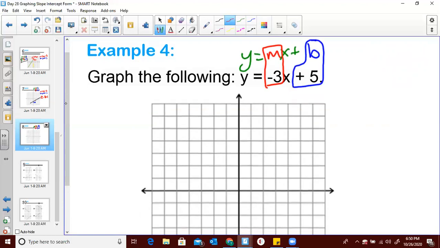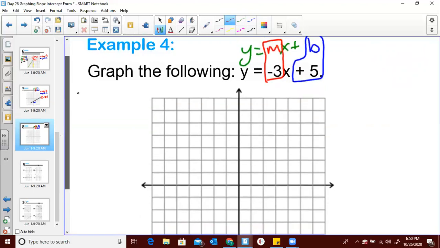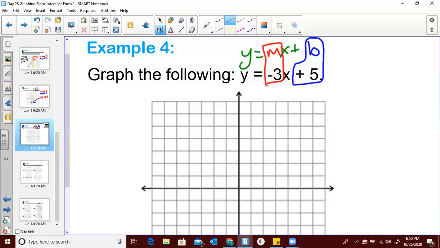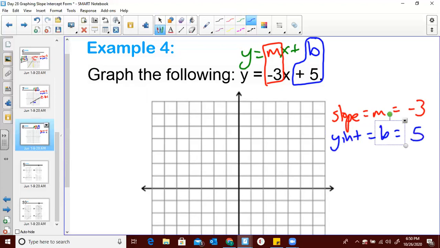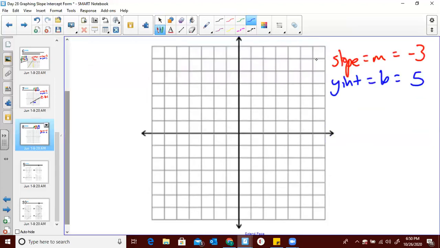So really, I don't even need this equation anymore. I can just go right with my slope, which is m, which in our case is -3, and my y-intercept, which is b, which in our case is a positive 5. Remember, I always say, with these two things right here, I can go ahead and solve, or I can go ahead and graph this.